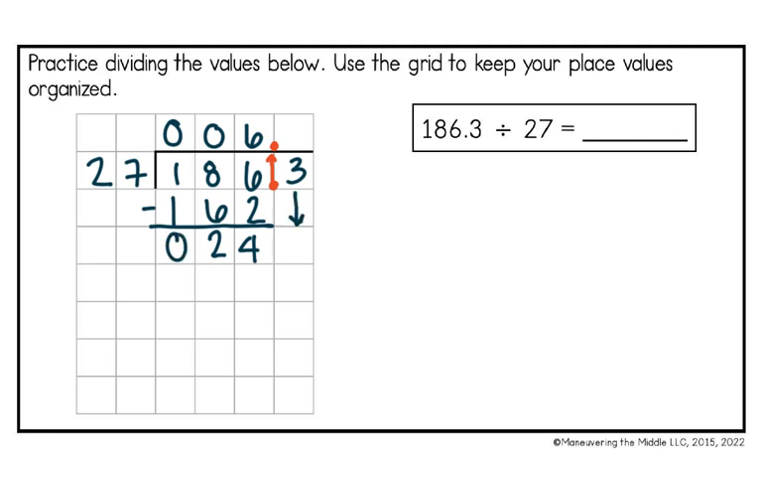Now I'm going to go ahead and bring down that 3, and we have 243. So now we need to see how many times 27 can go into 243, and it can go in 9 times. And 9 times 27 is 243. Go ahead and subtract, and we get 0. So we are done, and we have an answer of 6.9.